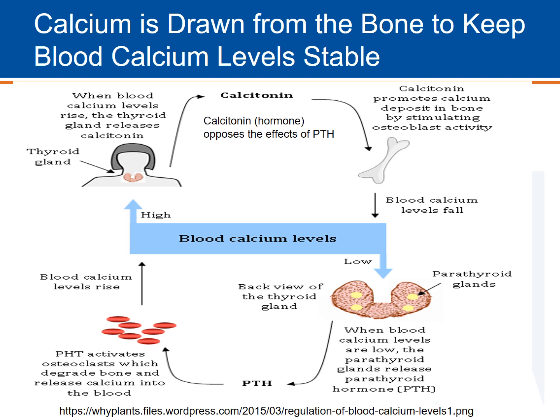However, the opposing mechanism of action happens when blood calcium levels go too high. In that case, the thyroid gland releases calcitonin, which opposes the effects of the parathyroid hormone and promotes calcium deposit in the bone by stimulating osteoblast activity. And that is how blood calcium levels then fall and are maintained within a very careful, tight range.